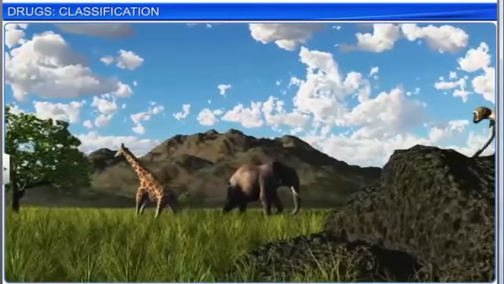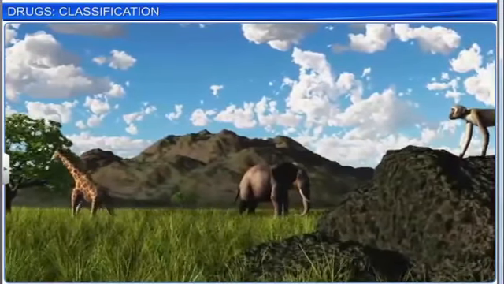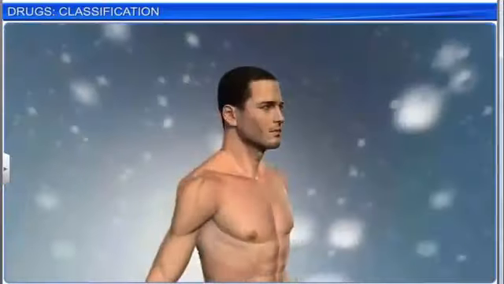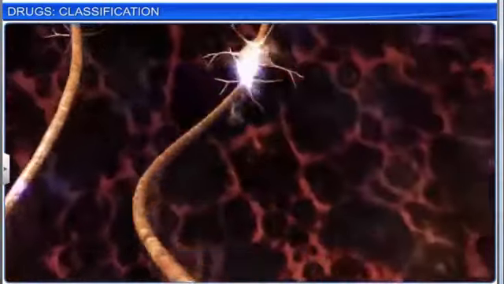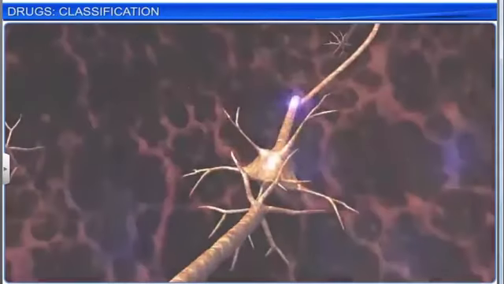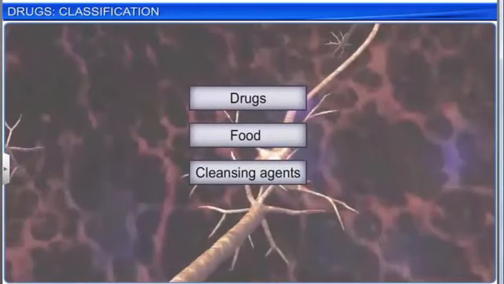Isn't it amazing that chemical reactions are the basis of life on Earth and that all our activities are controlled by chemicals? In this unit, we will focus on the three significant areas where chemistry is largely applicable, namely drugs, food, and cleansing agents.